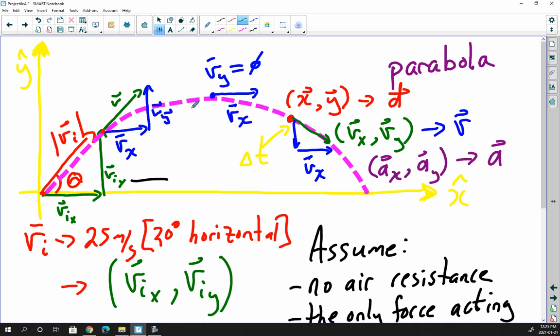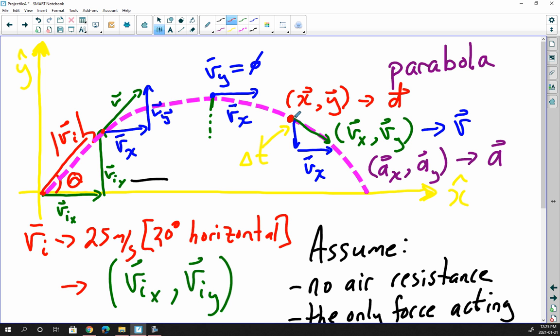Then a little bit later in time, it gets to the vertex of the parabola. And we saw it in the animation. At this point, the y component of the velocity is 0. The x component is still there. It is unchanged. It is constant. And then it moves a little bit further, and let's say the object is right here now.